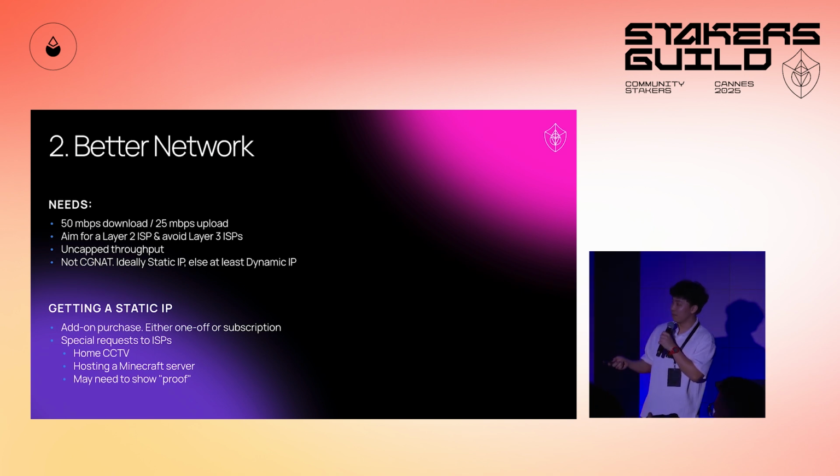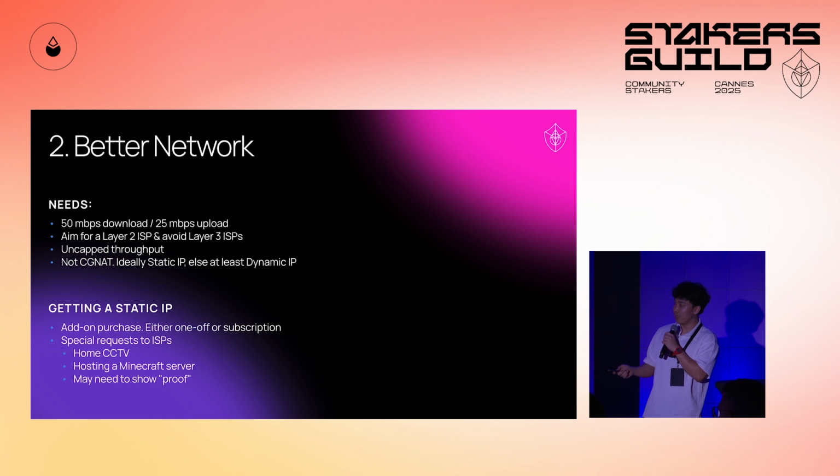Recommended is 50 Mbps download, 25 Mbps upload. We aim for a layer 2 ISP and try to avoid a layer 3 ISP. A lot of times, we have no choice in this matter for residential internet connection, but even if you can't do that, make sure you have uncapped data, maybe not throughput, so they don't stop you at like 1 TB of data transfers, right? It needs to be uncapped.